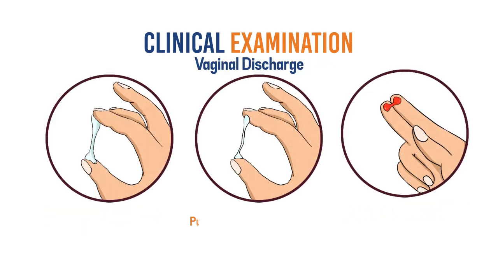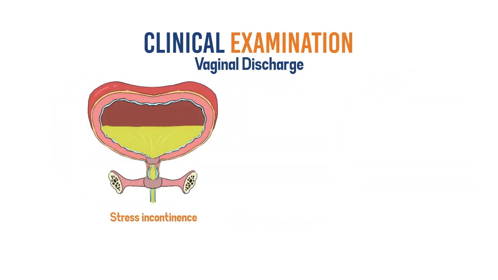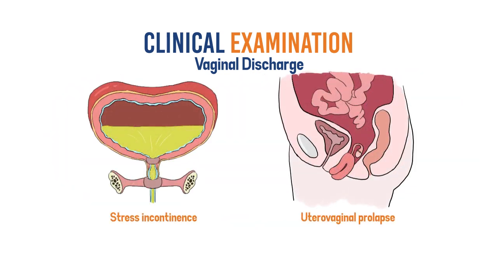Check if vaginal discharge is purulent, clear, or blood-stained. Check for stress incontinence and uterovaginal prolapse.